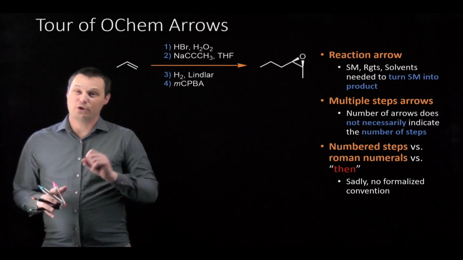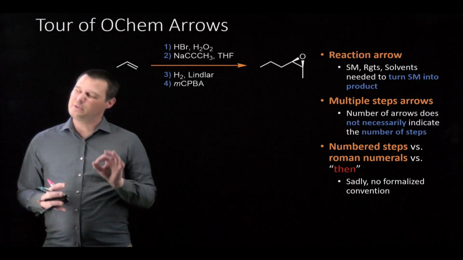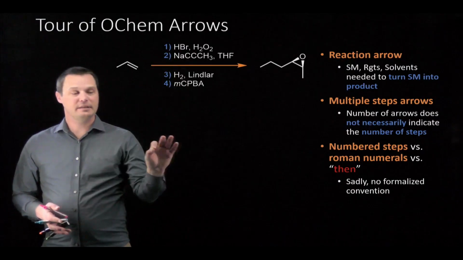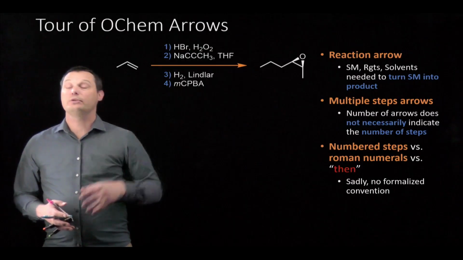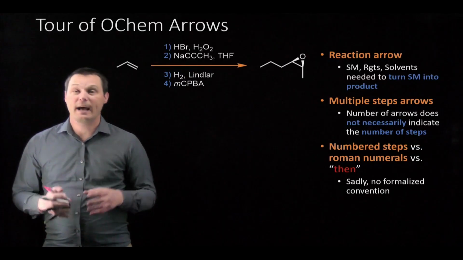I'm going to get on a soapbox here a little bit. As far as I know, there's no formal convention for how to use these numbers, and it drives me a little bit crazy. Sometimes chemists will use these numbers to delineate different individual reaction steps in a sequence. But sometimes they will use these numbers to indicate different parts of one reaction. And I wish those were not used interchangeably.